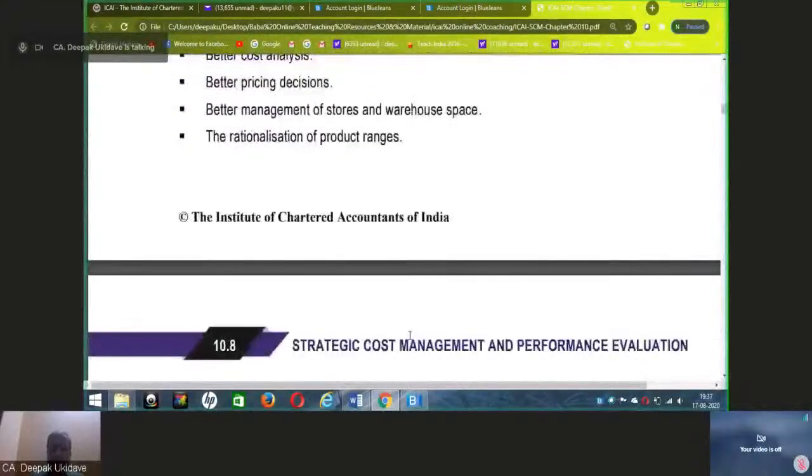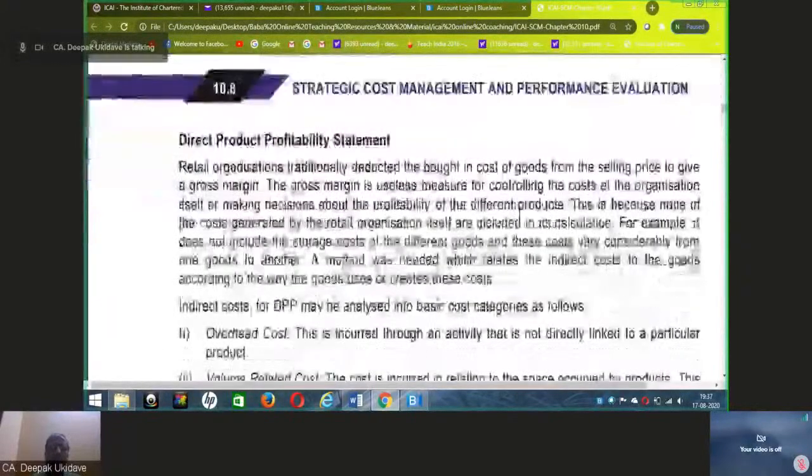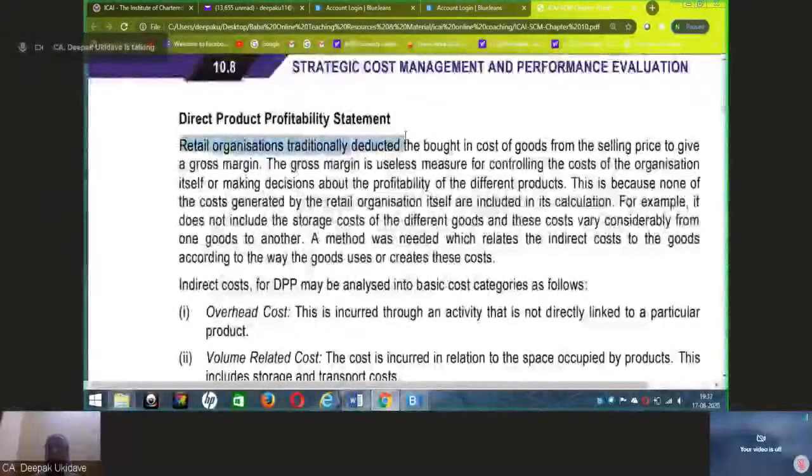How do you prepare a direct product profitability statement? Retail organizations traditionally deducted the bought-in cost of goods from the selling price. पहले क्या होता था? सेलिंग प्राइस से वी यूज टू डिडक्ट ओनली कॉस्ट ऑफ गुड्स परचेस्ड. ए टिपिकल ट्रेडर, दिस इज द कॉस्ट ऑफ परचेस एंड दिस इज द सेलिंग प्राइस. So selling price minus bought-in cost of goods will give you a gross margin at the retail organizations.